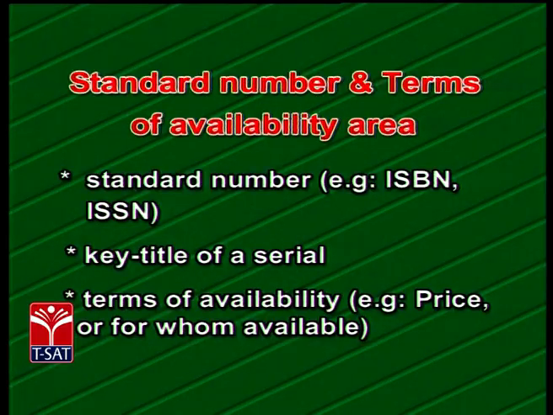In the standard number and terms of availability area, the first element is either the ISBN or the ISSN. And after the ISBN has been given, information regarding serial publications, such as the key title of the serial, will be given in the case of serial publications. And after this, the third element is the price of the document, and after that, details about with whom the document is available will be given in this area.